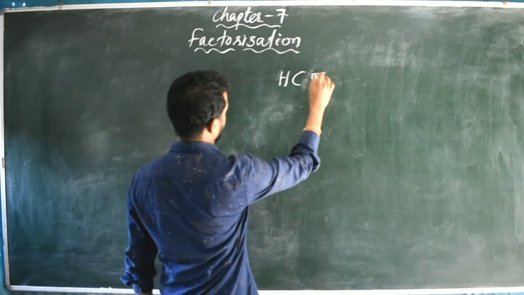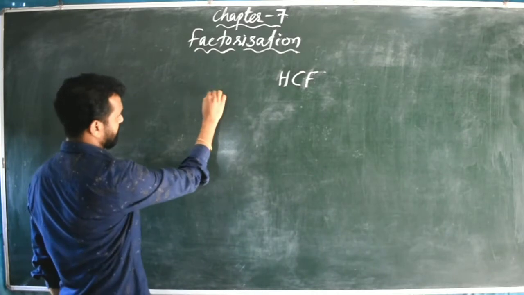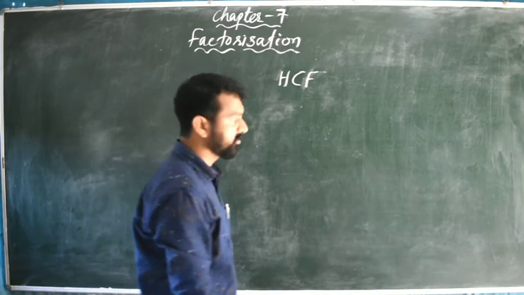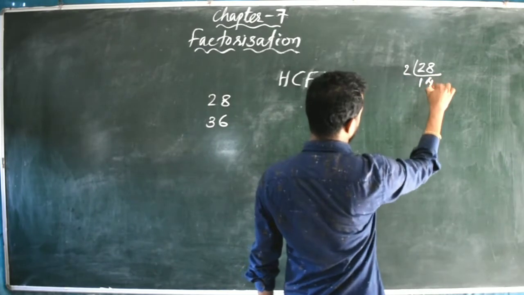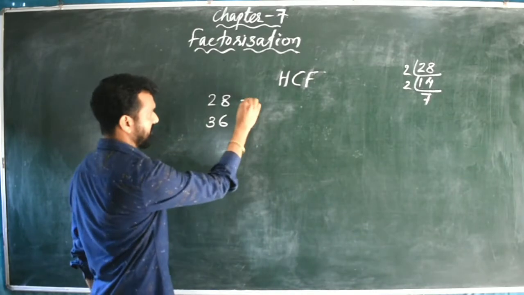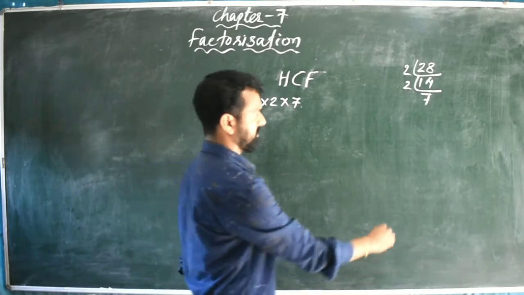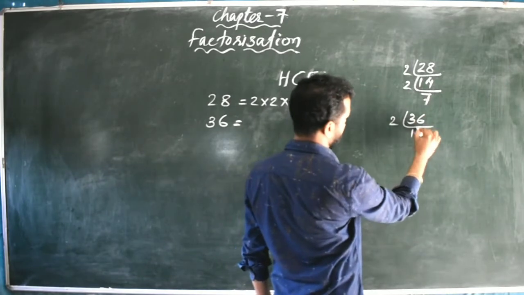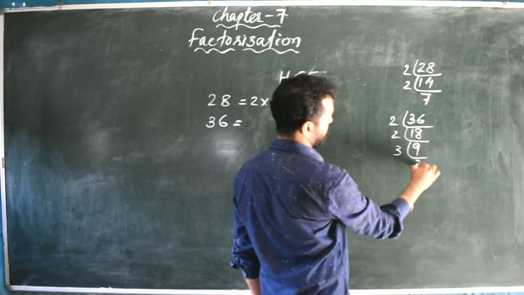How can we find out the highest common factor of 28 and 36? Both 28 and 36 we will factorize. 28 divided by 2, 2 fours are 8, divided by 2, 2 sevens are 14. So those factors we will write here: 2 into 2 into 7. Then after that 36 we will factorize. 36 divided by 2, 2 eights are 16, divided by 2, 2 nines are 18, 3 threes are 9.